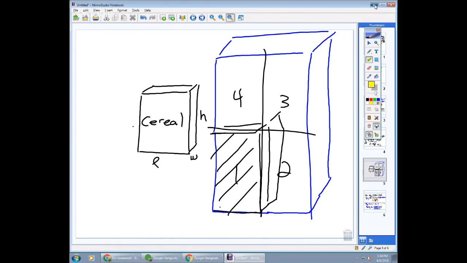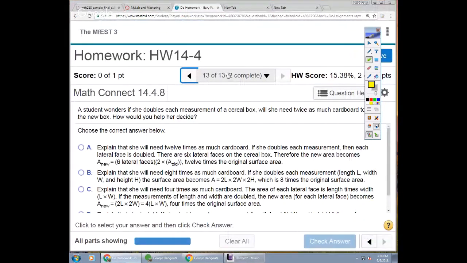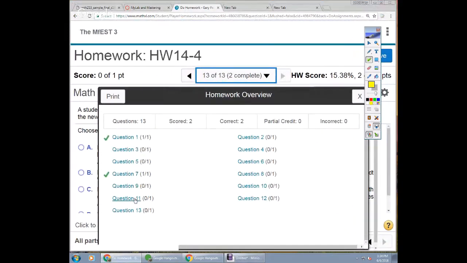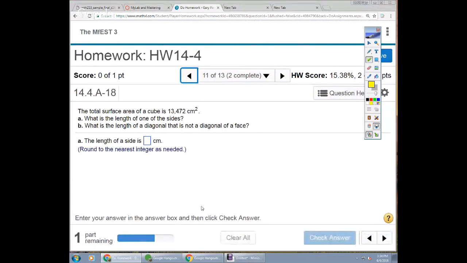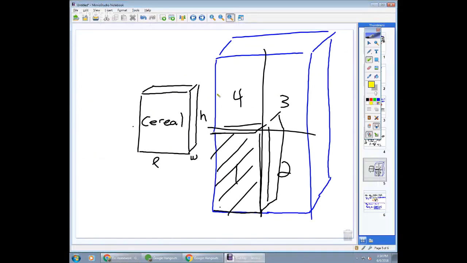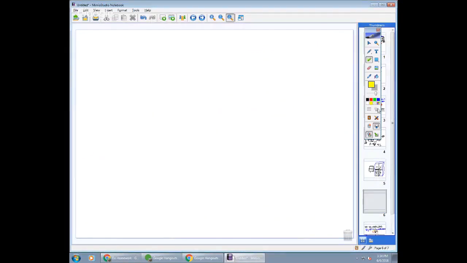All right, let's look at one more of these, and then we'll take a look at Pythagorean theorem type stuff. What's 11 look like? Total surface area of a cube. What is the length of one side? What is the length of a diagonal? Okay, this will likely lead to the Pythagorean theorem and a square root, I think. So let's pick it apart, see what we get.